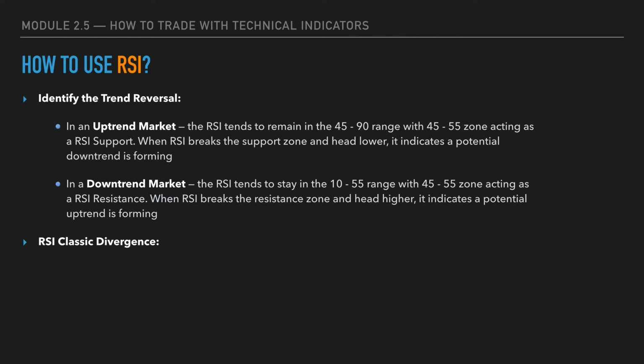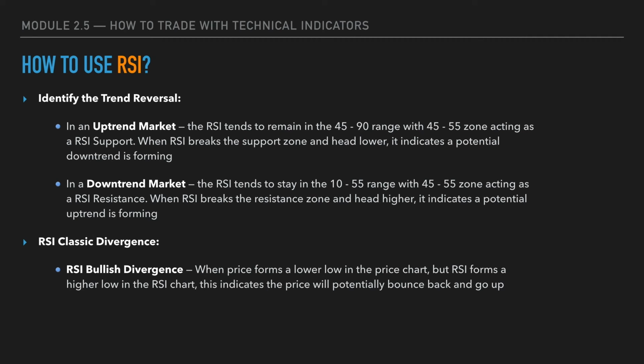The third major application of RSI is called RSI Classic Divergence. This is how it works. When the price forms a lower low in the price chart, but RSI forms a higher low in the RSI chart, that indicates the price will potentially bounce back and go up. This is called the RSI bullish divergence.